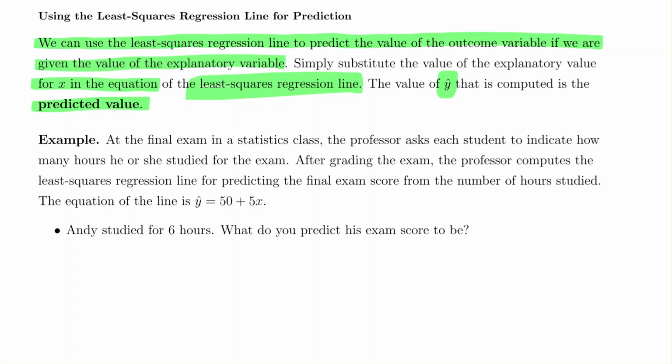So let's look at this next example. It says, at the final exam in a statistics class, the professor asked each student to indicate how many hours he or she studied for the exam. After grading the exam, the professor computes the least squares regression line for predicting the final exam score from the number of hours studied.